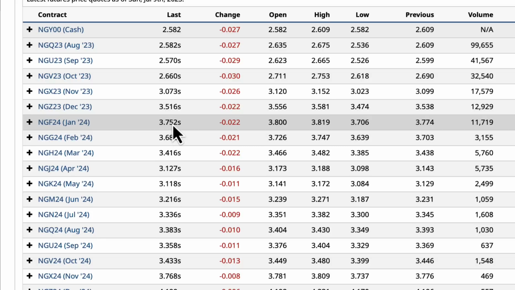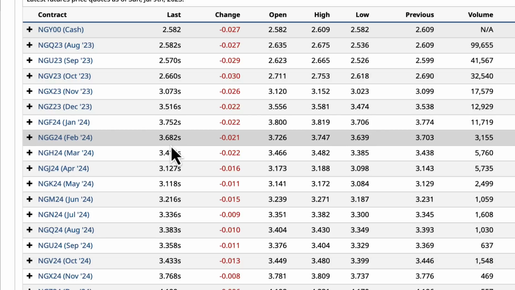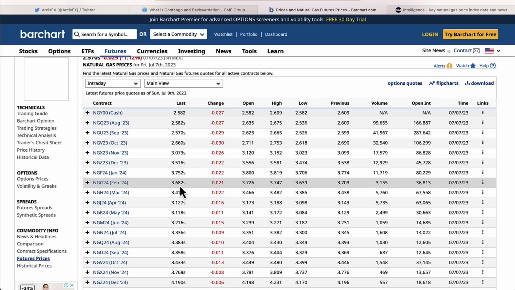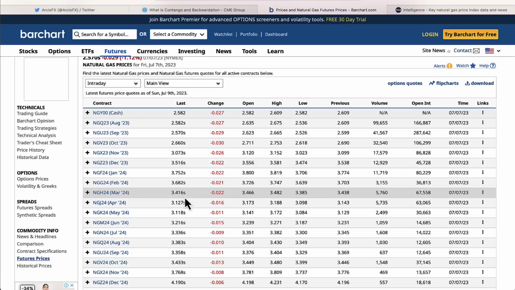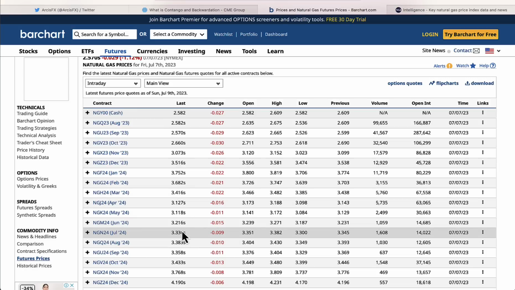And then going forward from February, as the winter begins to subside, you can see prices beginning to come down. Then we've got 3.68, 3.41, 3.12, 3.11, 3.21, 3.33. Going through to summer next year, we hold above $3.